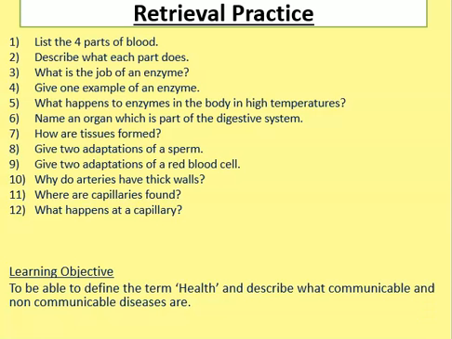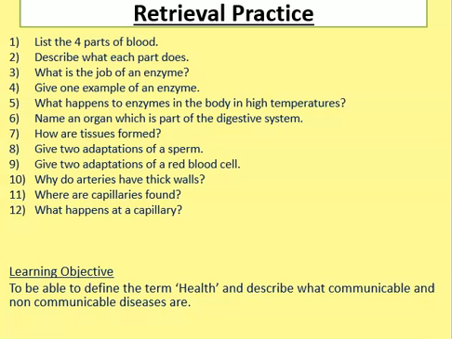Number 3, what is the job of an enzyme? An enzyme is a biological catalyst, so it will speed up chemical reactions. Number 4, an example of an enzyme is lipase, or protease, or carbohydrase. Number 5, what happens to enzymes in the body in high temperatures? They will denature. Number 6, an organ which is part of the digestive system: the stomach.